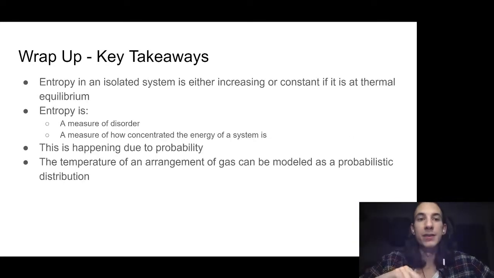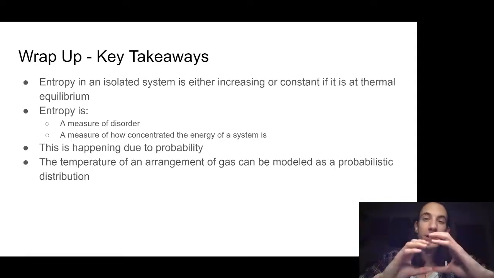It's kind of wrapping up. Key takeaways. In an isolated system, entropy is either increasing or it's constant. And it will be constant if it's already at thermal equilibrium. We said that entropy is a measurement of disorder. So if we have high disorder, we have high entropy. If we have low disorder, or if we have a very ordered system, we could say, then we have low entropy. It's a measurement of how concentrated the energy of a system is.